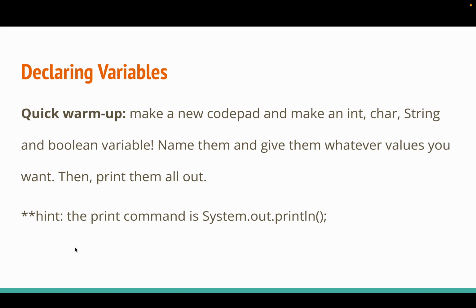All right, on to declaring variables. As a quick warm-up, after you make your new CodePad, try to make an int, char, string, and boolean variable. So that's 4 different variables in all. And you're going to name them and give them whatever values you'd like, and then you're going to print them all out. And as a hint, if you've forgotten, the print command in Java is System.out.println. And then you'll put whatever you're printing in between these parentheses right here. So try to pause this and do this on your own on your CodePad.